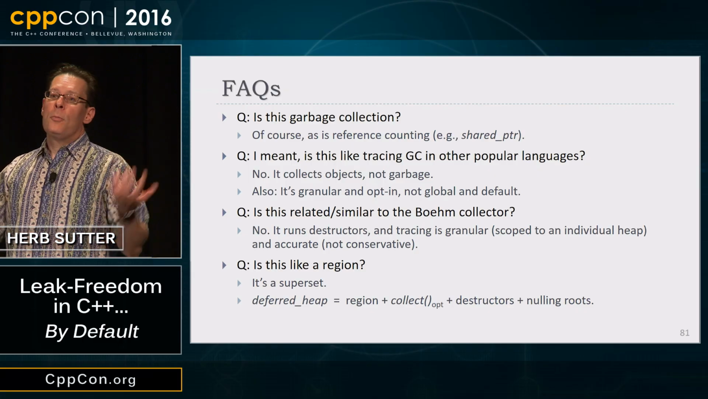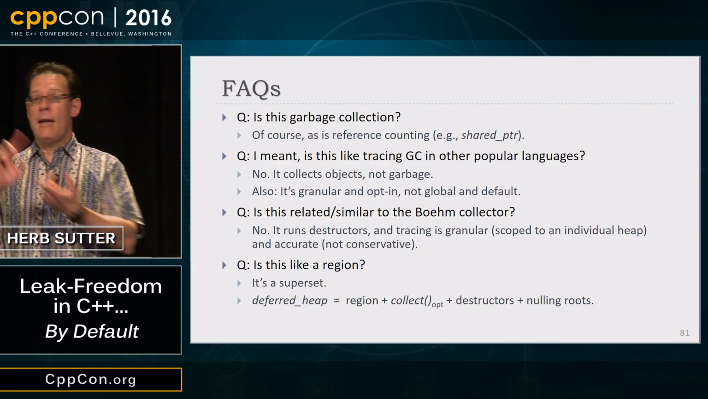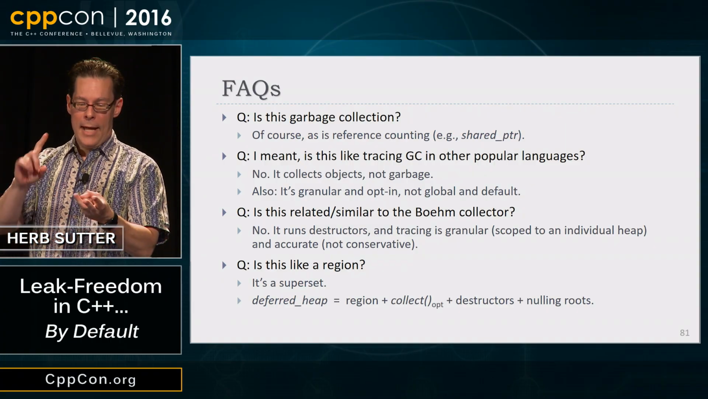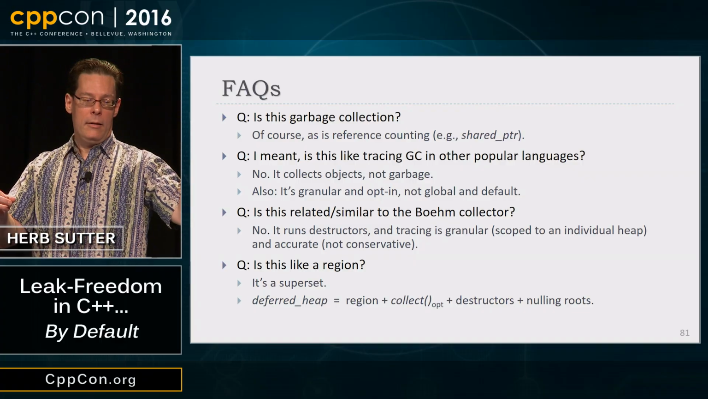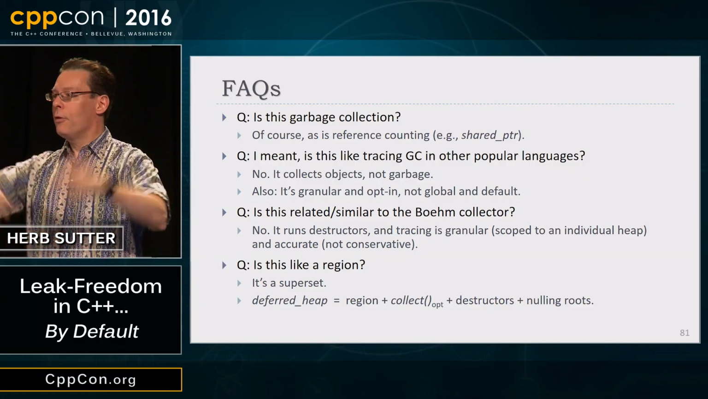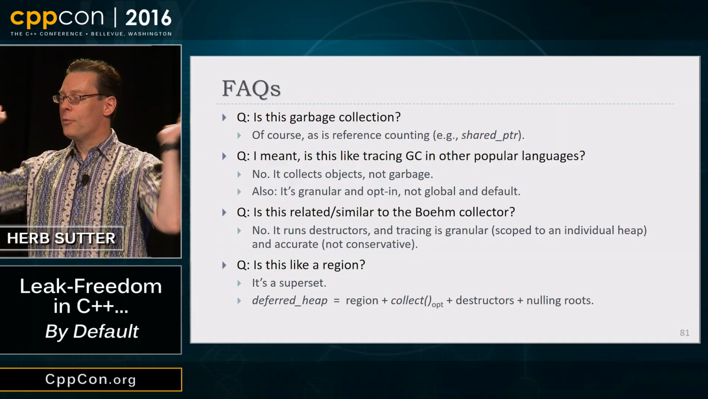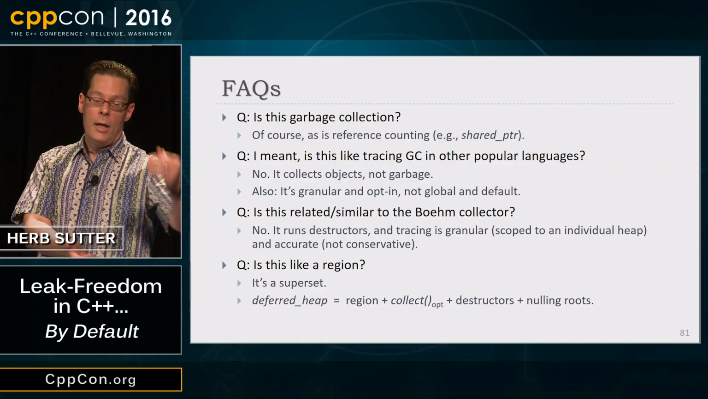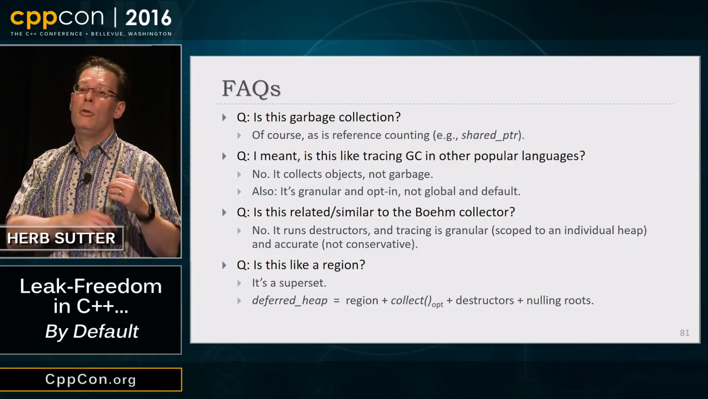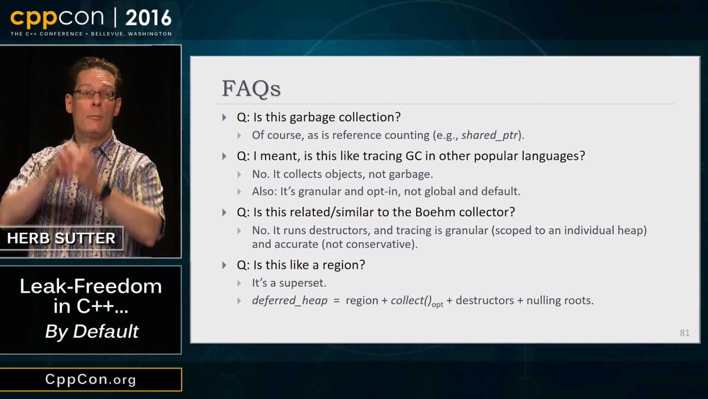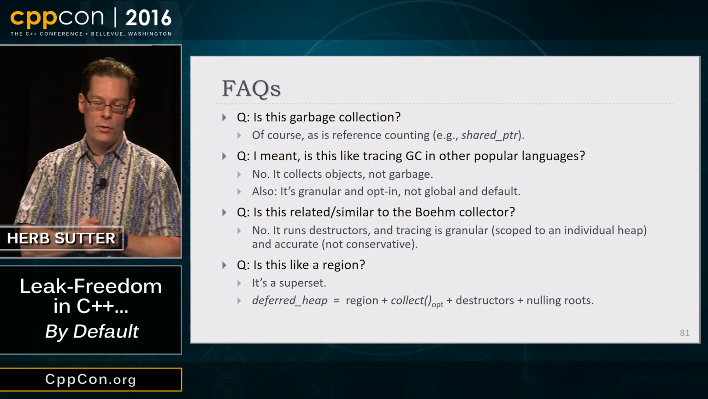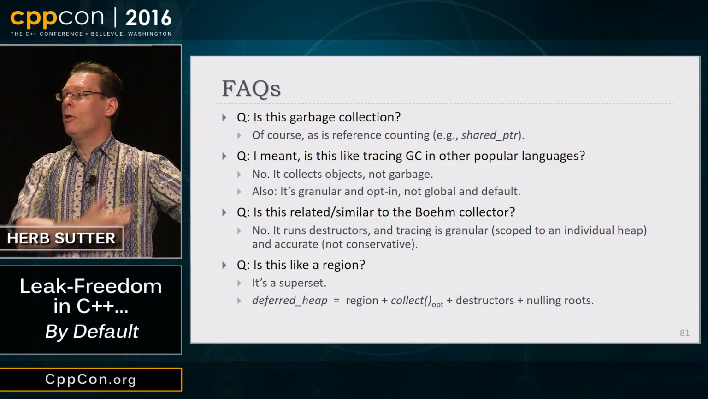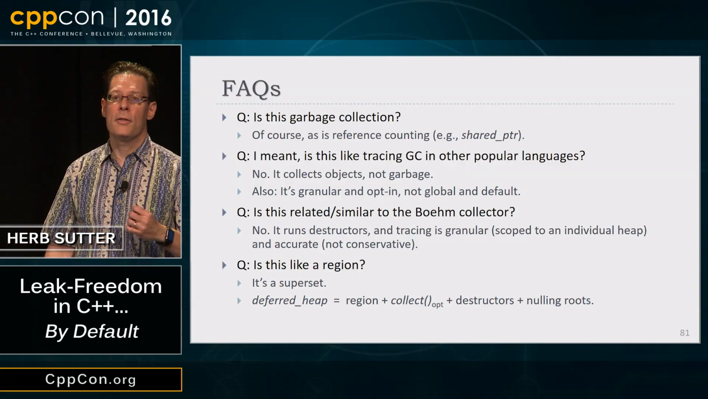Is it like a region? This is a superset of region-based memory management because if you never call collect, you never allocate a non-trivially destructible object, and you never let a root outlive the heap, then the deferred heap destructor is a no-op other than releasing its memory. It just drops its memory and goes away. So used that way, a deferred heap is a region, but you can call collect if you want to. You can allocate non-trivially constructible rich types like vectors and such if you want to. And if you have a deferred pointer that outlives its heap, it gets nulled and we know about it and it's safe. Those are the main differences.